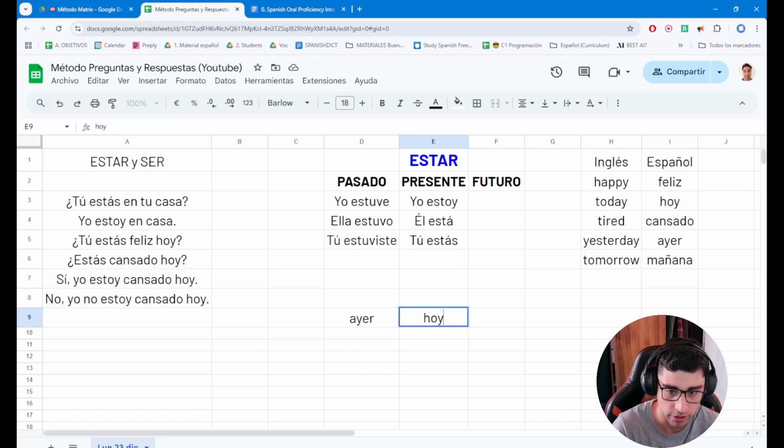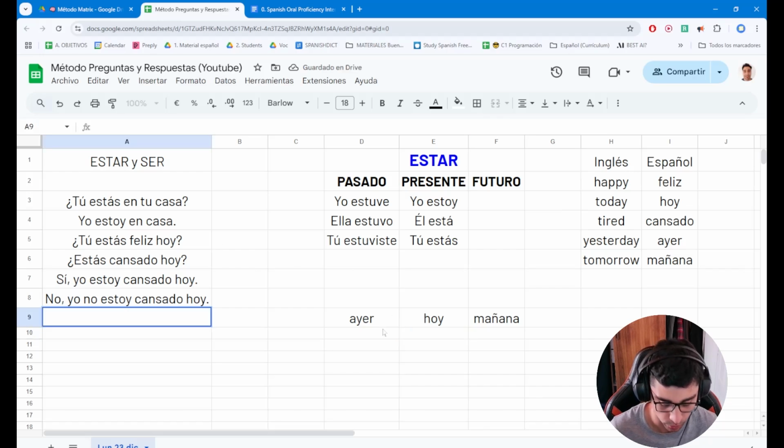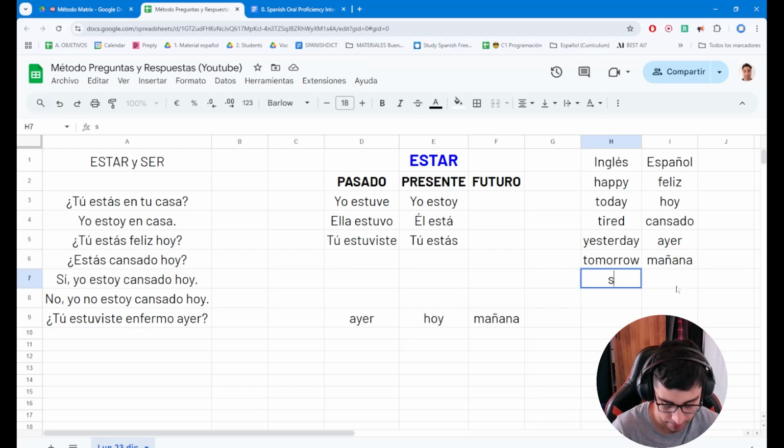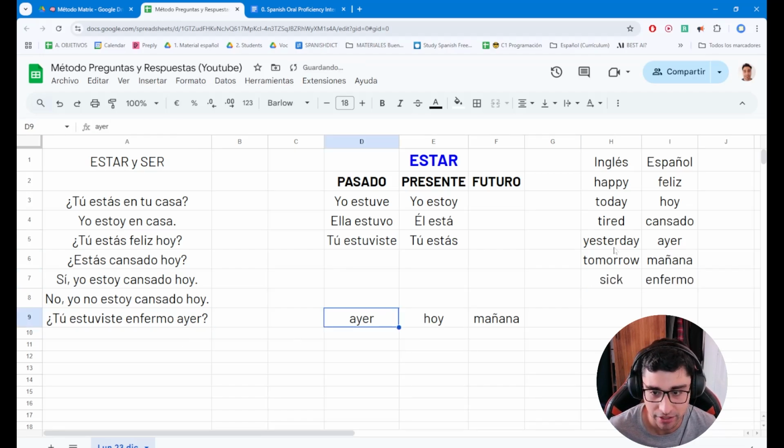So this is today's hoy y mañana. So I could ask you, tú estuviste, okay, tú estuviste, let's use this word, enfermo ayer. I think you understand the question now. Tú estuviste enfermo or enferma, it could be yesterday, ayer, okay?